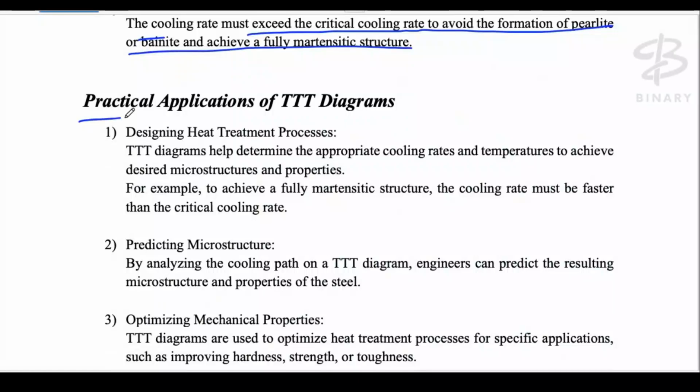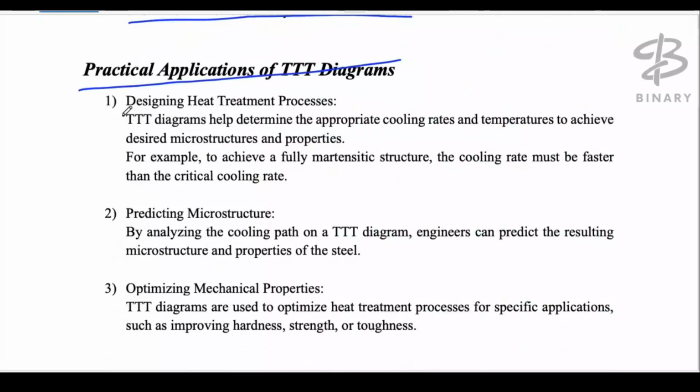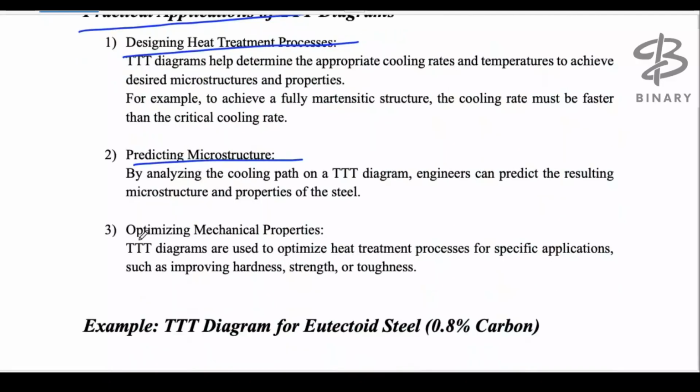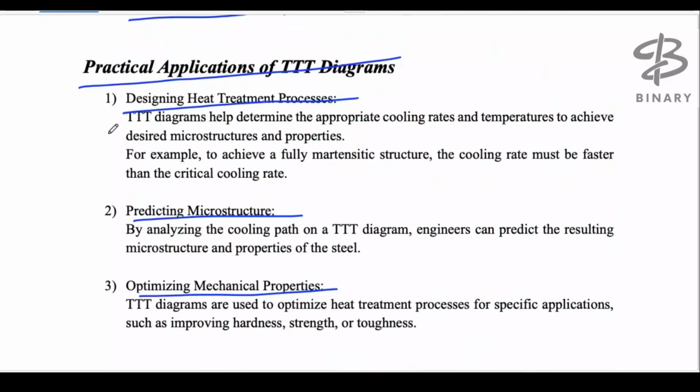Now the practical application of the TTT diagrams, you can see here: designing the heat treatment process, predicting the microstructures and optimizing the mechanical properties. So TTT diagrams help in determining the appropriate cooling rates and temperature to achieve a desired microstructure and properties. So it is basically what it helps.